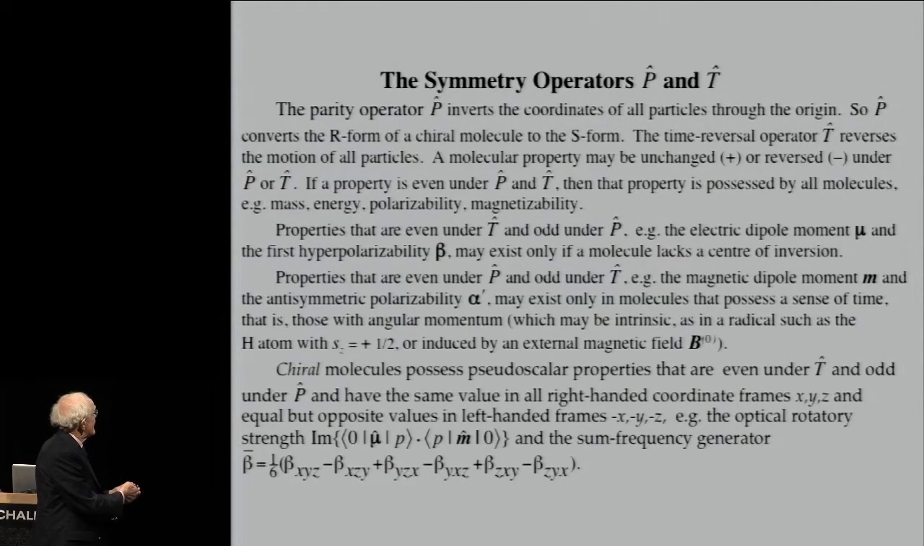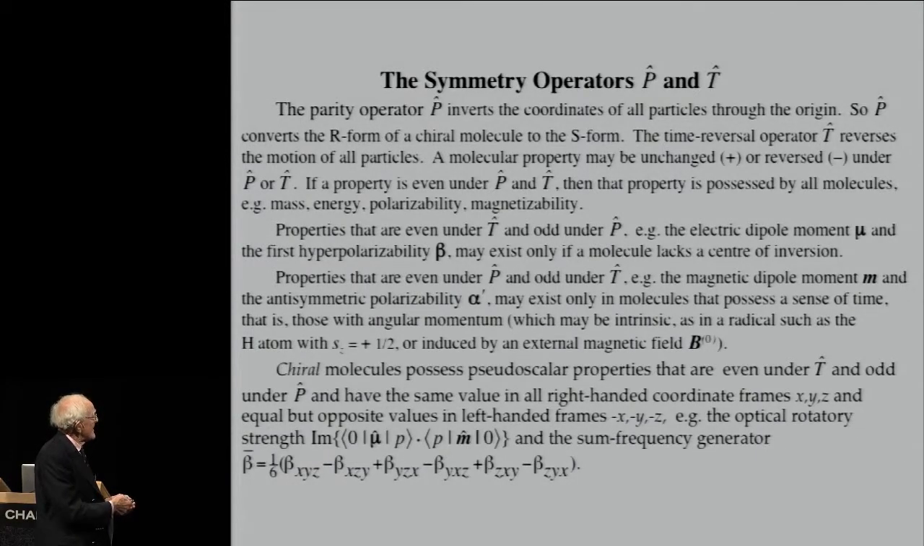Now these properties that are even under T and not under P can only exist if a molecule lacks a center of symmetry, center of inversion. Properties that are even under parity P and odd under the time reversal operator T, for example, the magnetic moment M, and the antisymmetric polarizability alpha prime. Alpha prime is a slightly esoteric property. It depends on the molecule not being symmetric under T, so it has to be equal and opposite for a system with positive angular momentum and one with negative angular momentum. But it's responsible for, for example, the Faraday effect in magneto-optics. I'll come to that later if there's time.